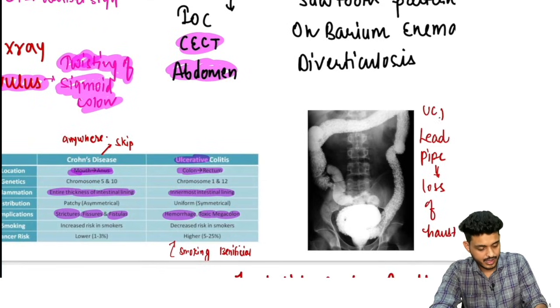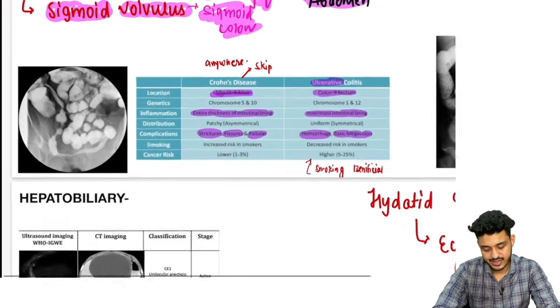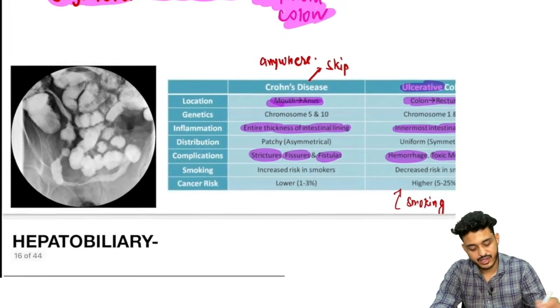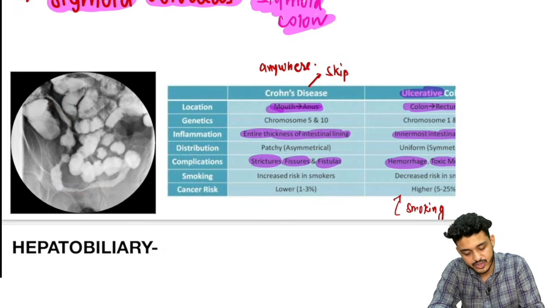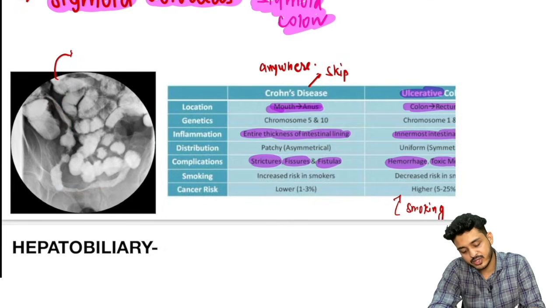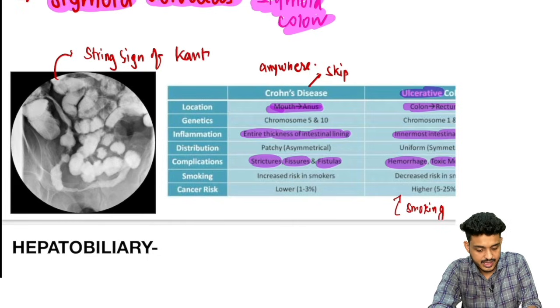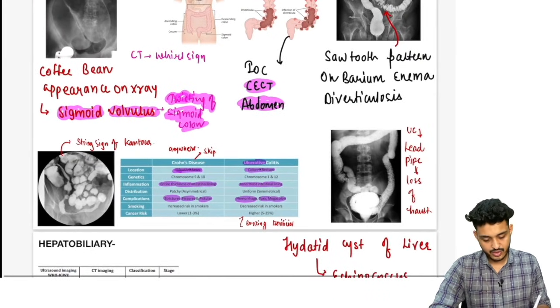The drug of choice for ulcerative colitis is going to be sulfasalazine, beta, which is a 5-ASA derivative. Whereas in Crohn's disease, you can give steroids. You can have stricture formation, and the characteristic feature you will find is the string sign of Kantor, beta. String sign of Kantor will be positive over here. This is going to be Crohn's disease. This is your ulcerative colitis.